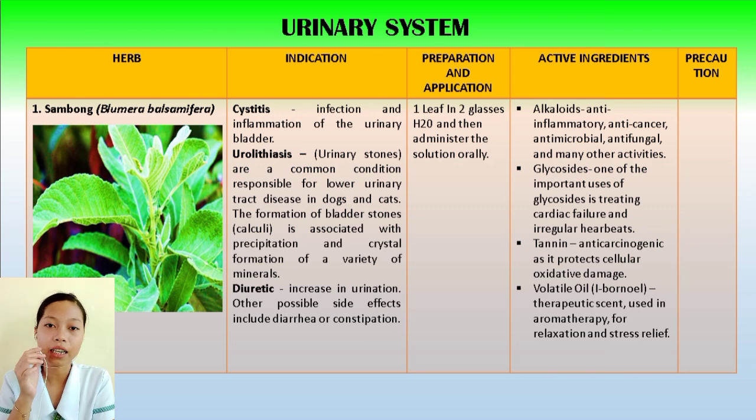Tannin, anti-carcinogenic as it protects cellular oxidative damage. Volatile oil, therapeutic scent used in aromatherapy for relaxation and stress relief. Since ang kaniang sambong na certain aroma used to relieve stress and for relaxation as well.